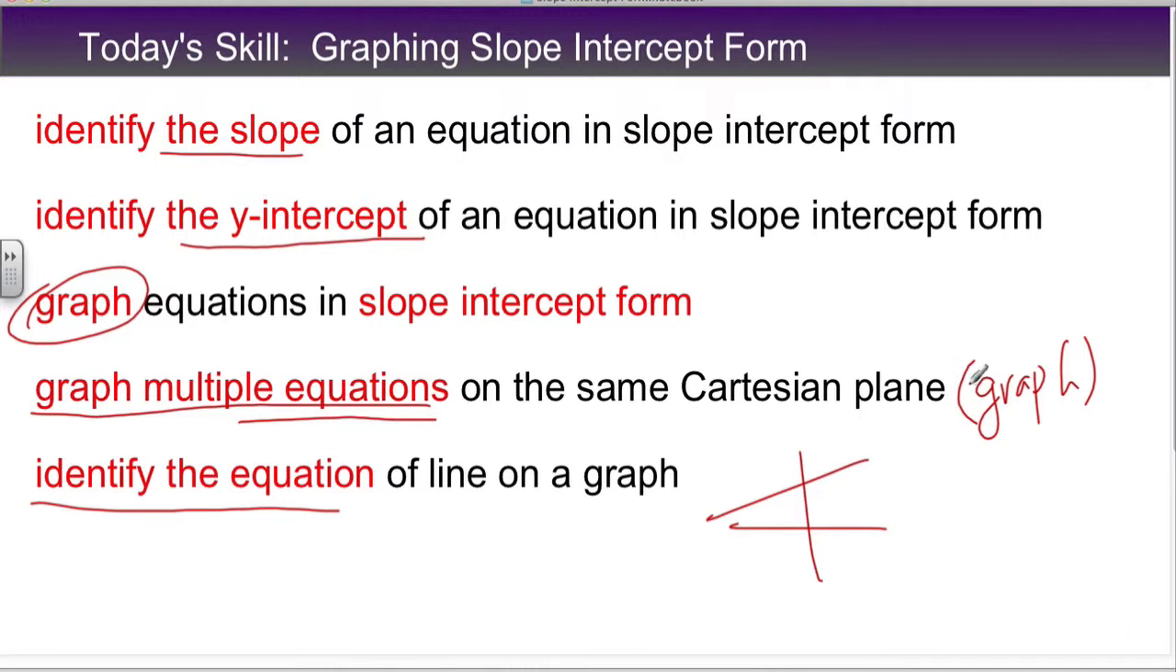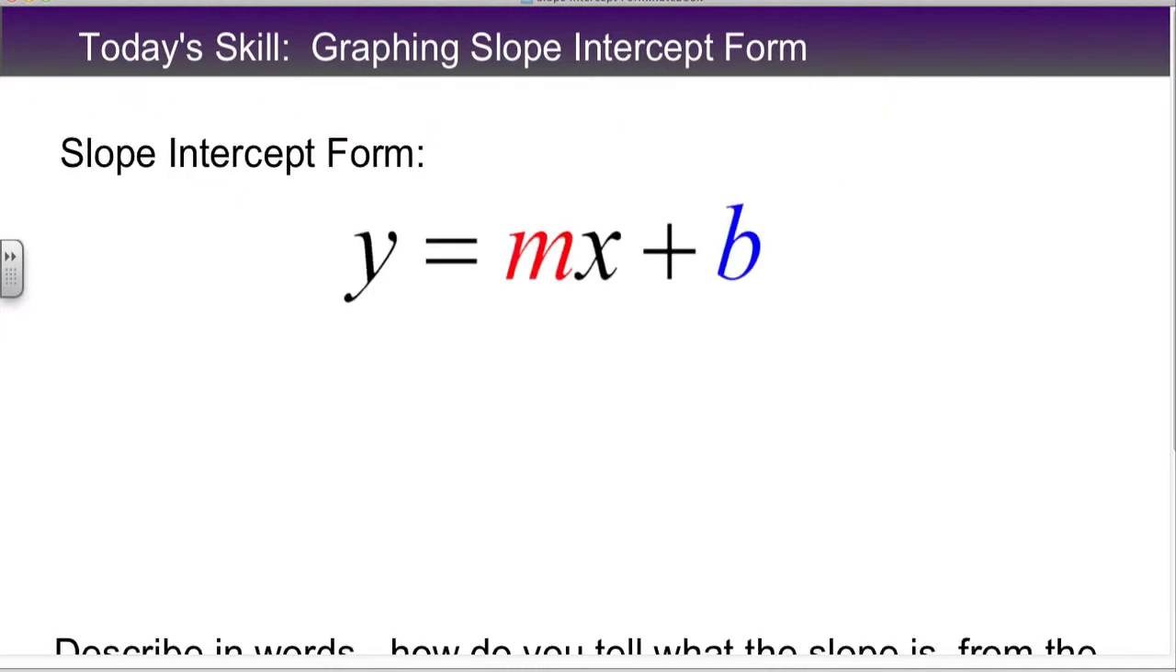Those are our goals. Okay, so we talked the other day about slope-intercept form. You have this in your notes. y = mx + b. m was the slope. b was the y-intercept, where it crosses the y-axis.